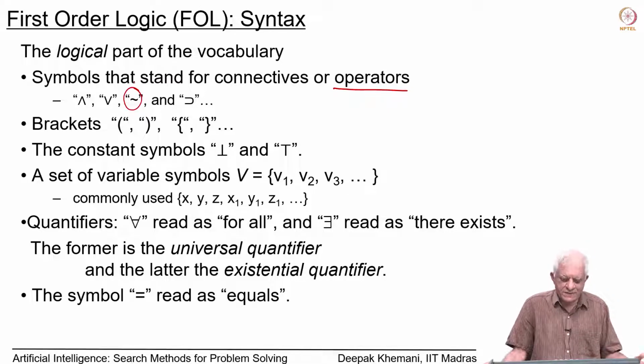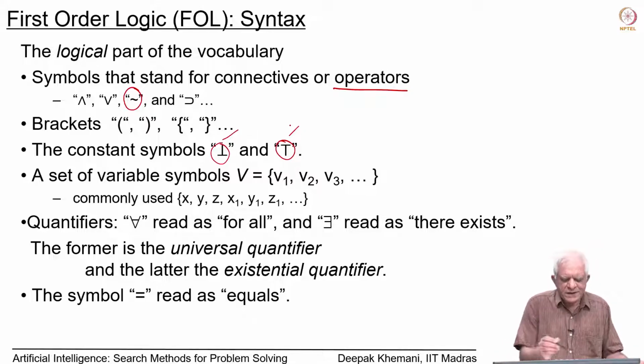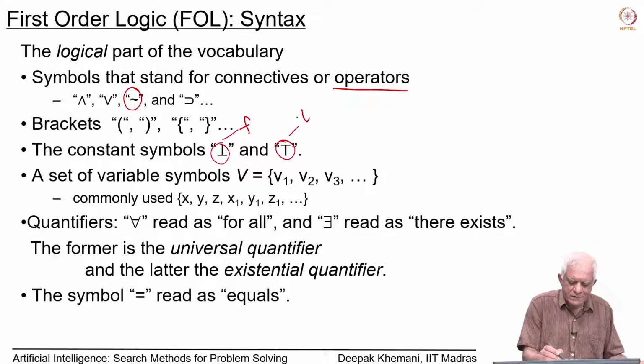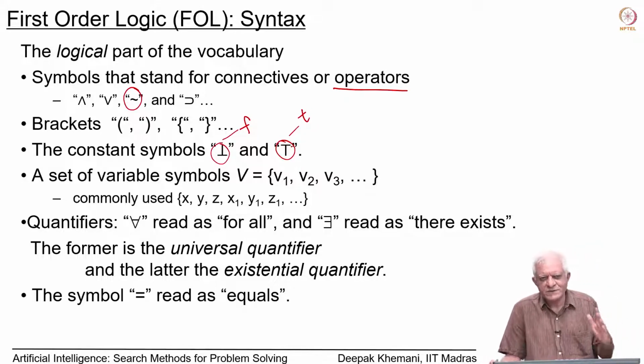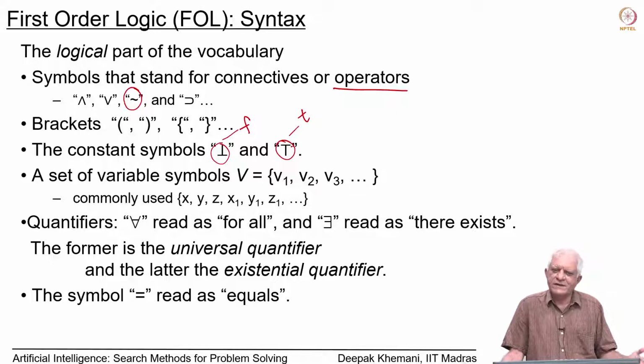Then we have constant symbols. These are just part of the language, and we have two constant symbols. We call the first one the bottom, and we call the other one the top essentially. And sometimes some people may use false for bottom and true for top. It does not matter. There are two symbols which are associated with the language, and as you probably know, they are associated with two kinds of truth values. So, false is always false and true is always true essentially.